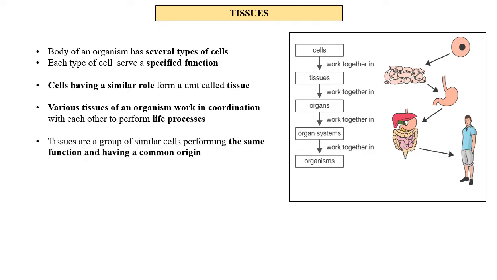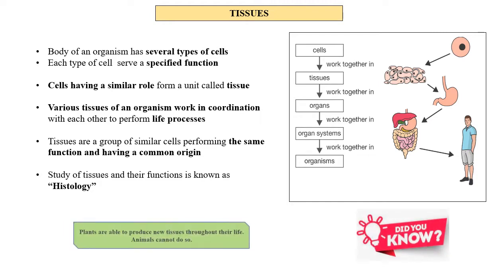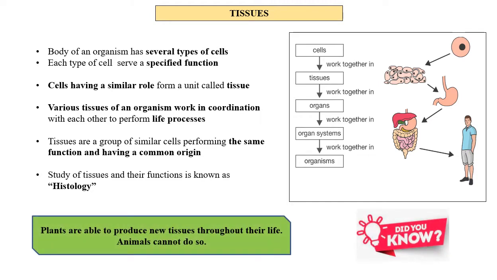Tissues are a group of similar cells performing the same function and having a common origin. The study of tissues and their functions is known as histology. Did you know that plants are able to produce new tissues throughout their life? Animals cannot do so.